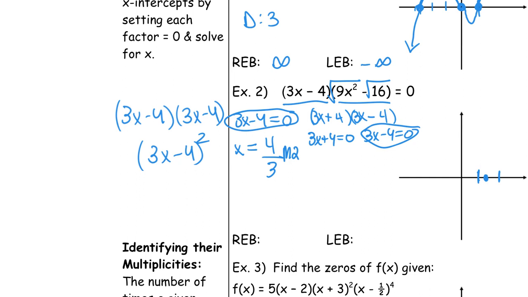The other one is 3x plus 4. So x equals what? Negative 4/3. So I'm going to place my 1 and my 2, and that one's going to go about right there.